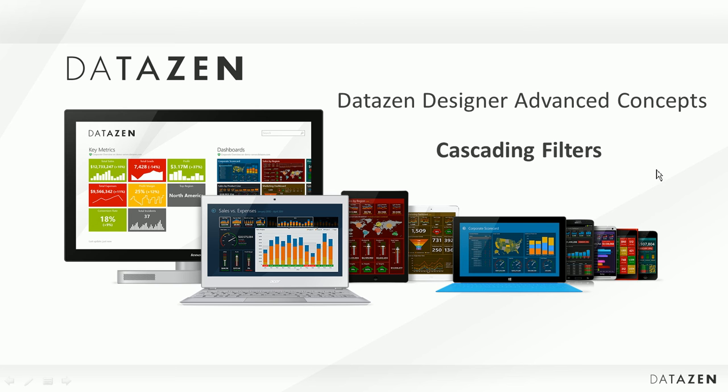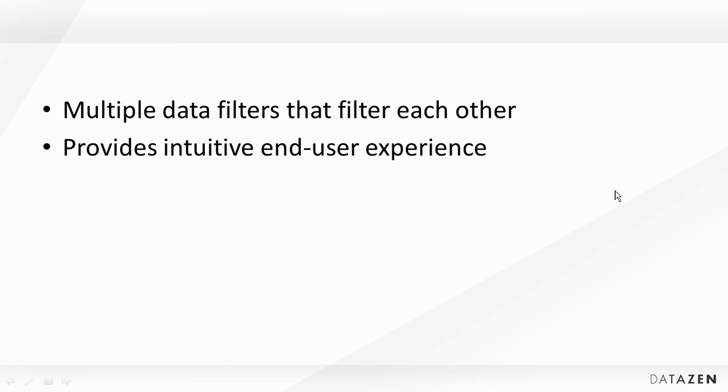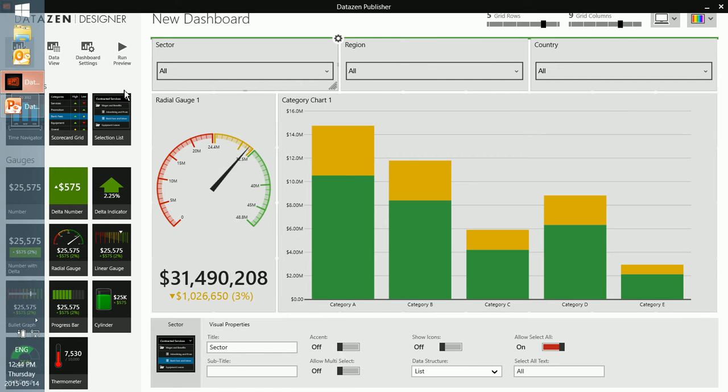This is a Data and Designer Advanced Concepts tutorial, and here we look at cascading filters. The purpose of these is to have multiple data filters that can filter each other, and in turn this provides an intuitive end user experience. So let's get to it right away.